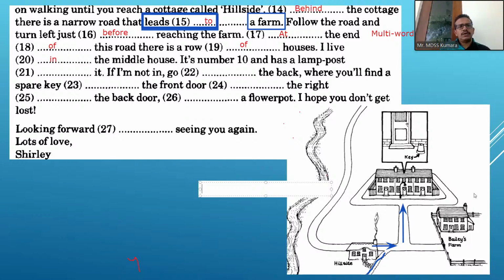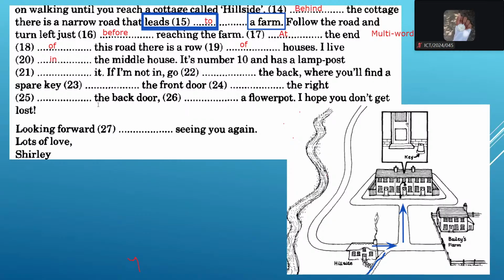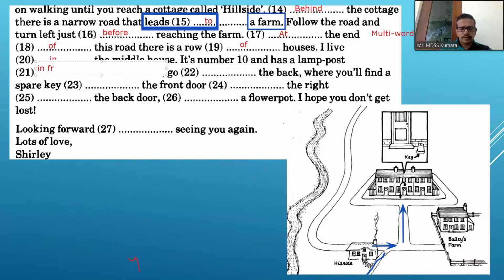I live in the middle house. It is number 10 and has a lamp post. In front of. Yes, in front of, or outside, right? In front of. Outside is also right. So that was the answer given in the book. It is number 10 and has a lamp post in front of it or outside it.